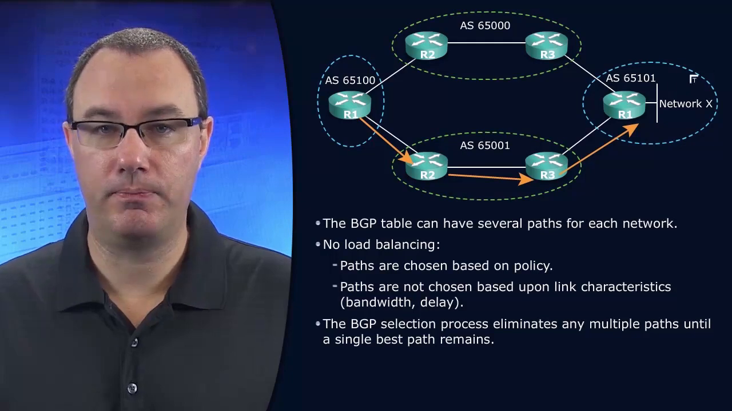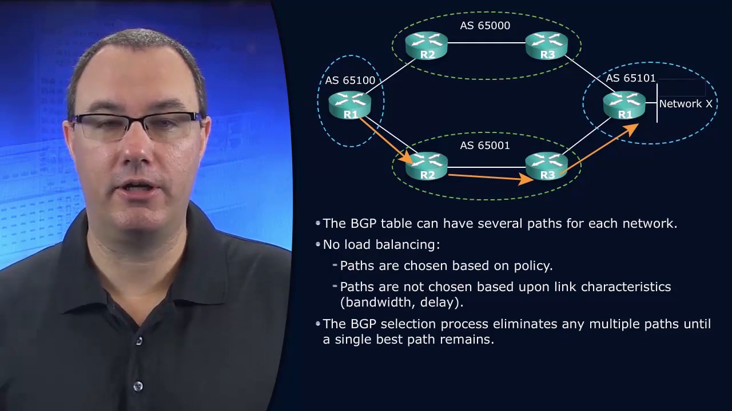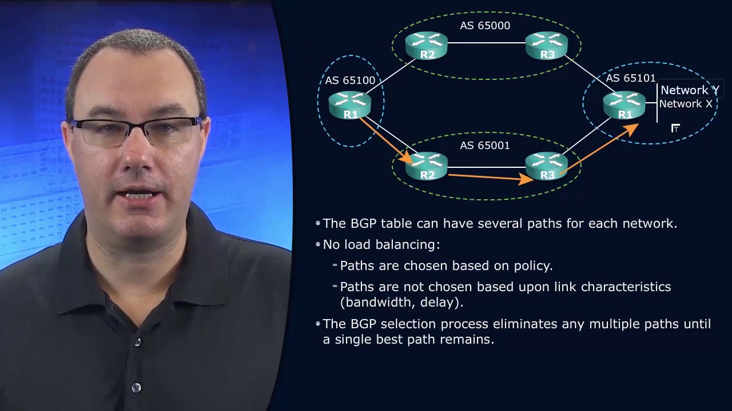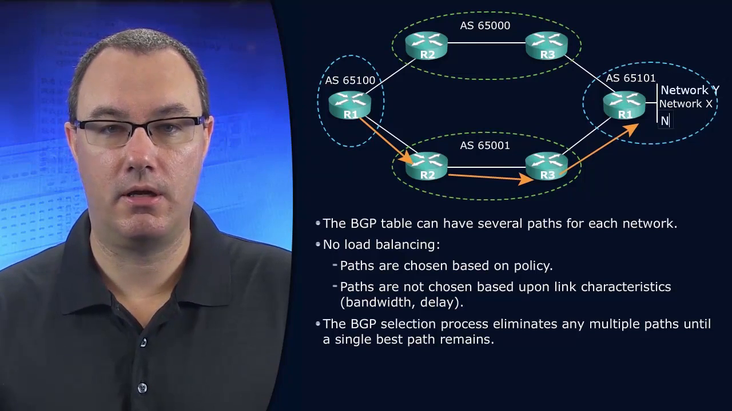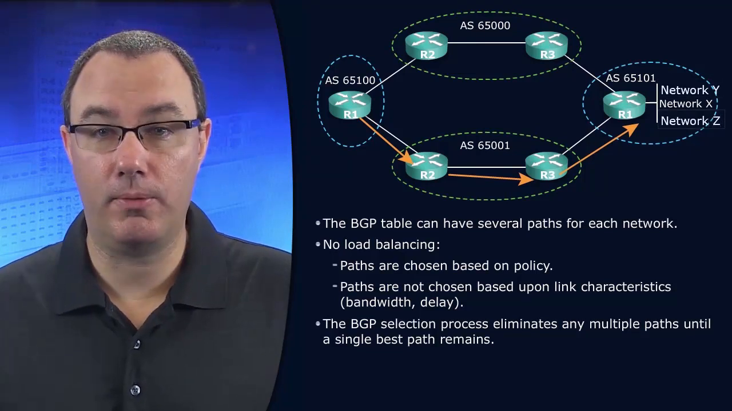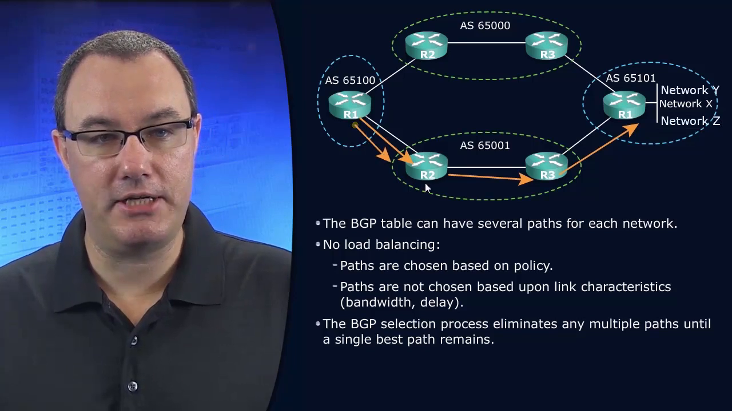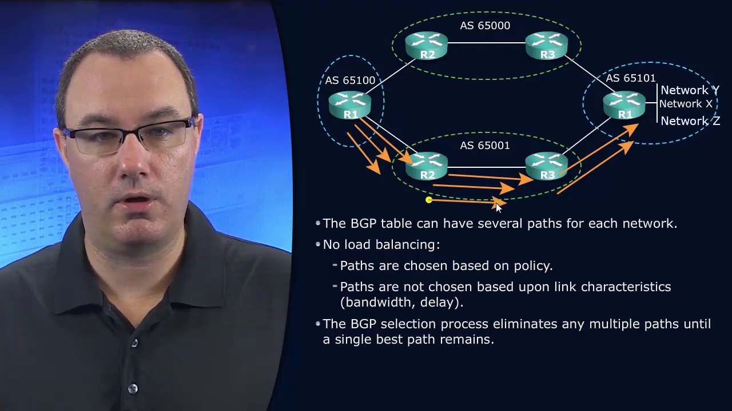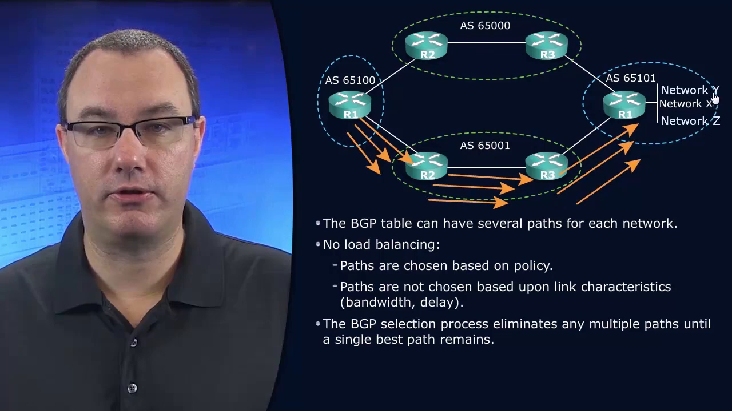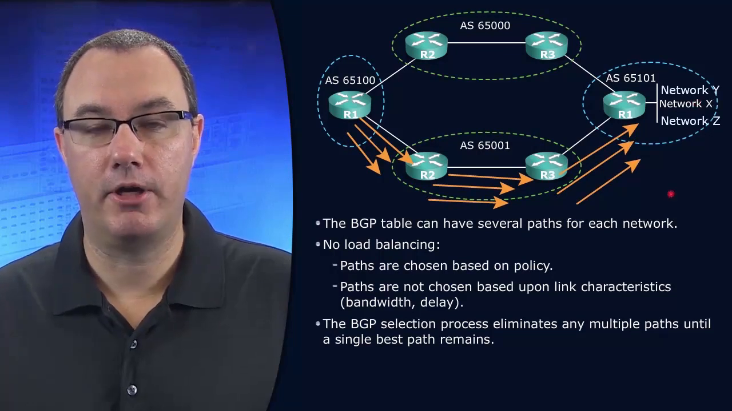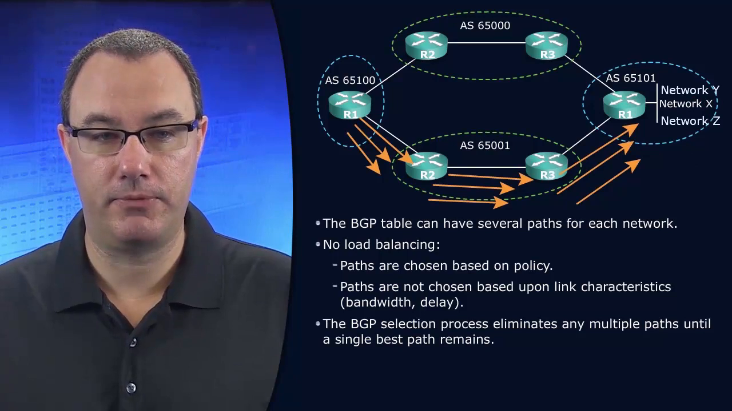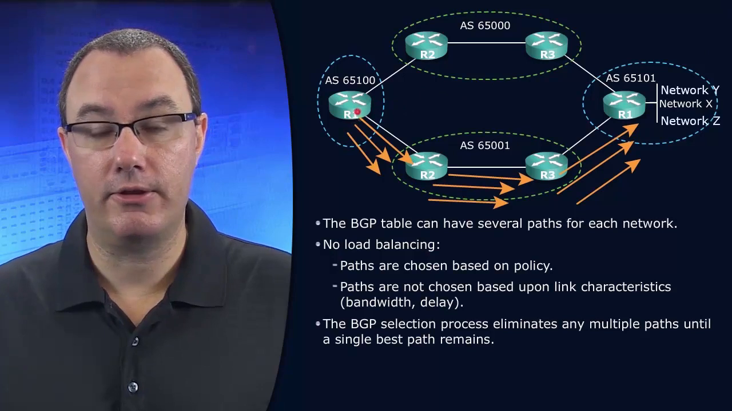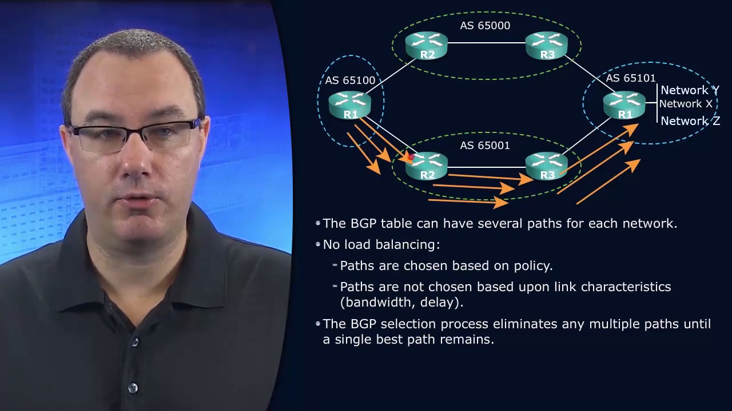Now what we could do is add a few extra networks over here. Let's say we've got network Y and network Z. What would happen normally is that the default attributes are going to influence it for all three networks, for network X, Y, and Z. But through policy manipulation, we could modify the local preference or the weight through BGP policy manipulation.